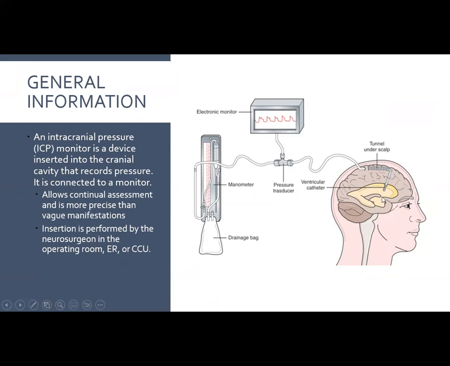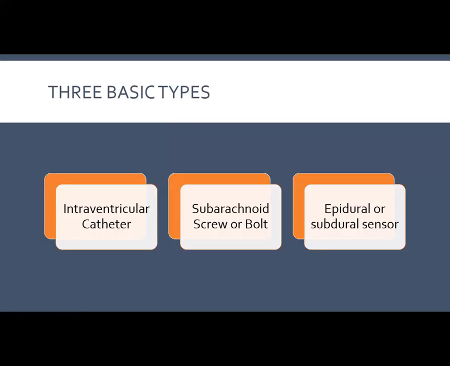Usually insertion is performed by the neurosurgeon, and this can be in the operating room, ER, or CCU. Honestly, the safest place for this to be inserted is the operating room because they will use sterile technique. Both the ER and CCU also use sterile technique, but it's not nearly as sterile as going into that operating room. So it is safer for them to be there. So we've got three basic types. You've got your intraventricular catheter, your subarachnoid screw or bolt, or your epidural or subdural sensor.